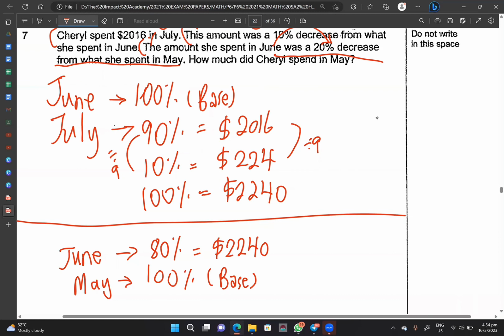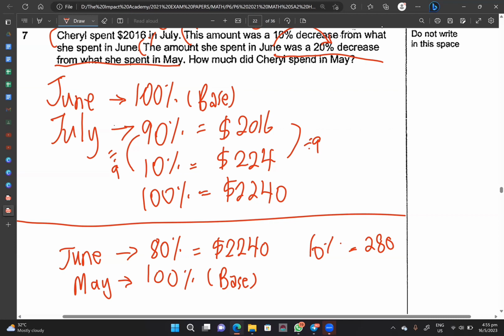Just now, it depends on what you compare to. I compare June and July, then June is 100%. But when I compare June and May, then June is 80%. But the value doesn't change. So we know 80% is 2240. We can find 10% first. We just have to do 2240 divided by 8, and we get to 280. So we get 10%. I didn't want you all to get to 1% because I feel that 1% is a little too small.